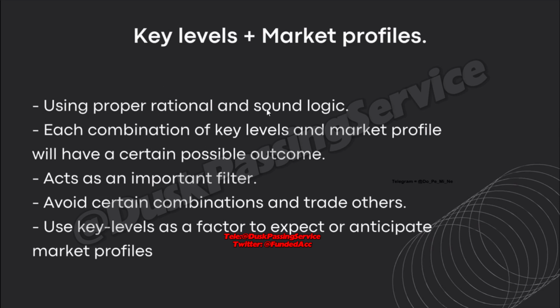We're going to be using proper rational and sound logic to profile price on the charts in conjunction with key levels. Similarly, we're going to see what the different combinations and different outcomes are for key levels and market profiles when combined with each other. Now, the integration of profiles and key levels would act as a major filter for us to avoid lower probability market conditions. Our job as a trader is to only trade high probability and high quality trades throughout the week, which only form like 2 to 3 times, and the rest of the time our job and our objective is avoiding lower probability conditions and waiting for our setups patiently, right?